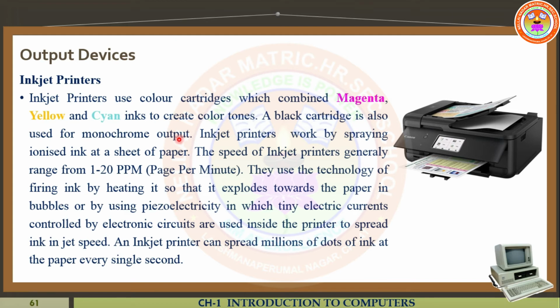And inkjet printers work by spraying ionized ink at a sheet of paper. So what is the mechanism of this inkjet printer? Spraying ionized ink at the sheet of paper. The speed of inkjet printers generally ranges from how many pages per minute? 1 to 20. When compared to the laser, it will be quite low.